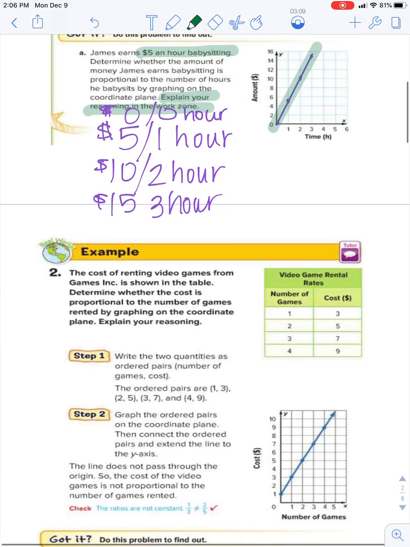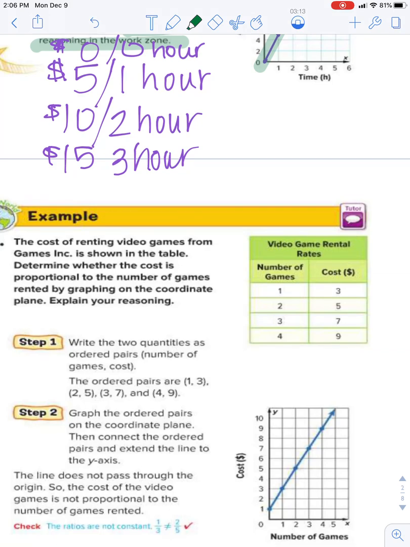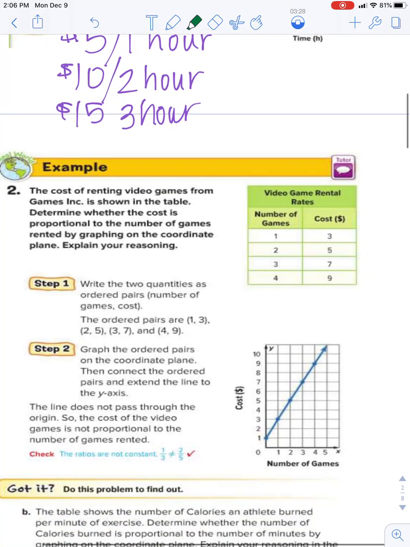All right, let's go down here to example number 2. The cost of renting a video game from Games Inc. is shown in the table. Determine whether the cost is proportional to the number of games rented by graphing on the coordinate plane and explain your reasoning. We can see they give us coordinate pairs of 1, 3, 2, 5, 3, 7, and 4, 9. We write those as ordered pairs from that table first. We then graph those ordered pairs. So we end up with this graph right here. It is a straight line, it is linear, but it is not passing through that origin. You can see that it is at 0, 1.